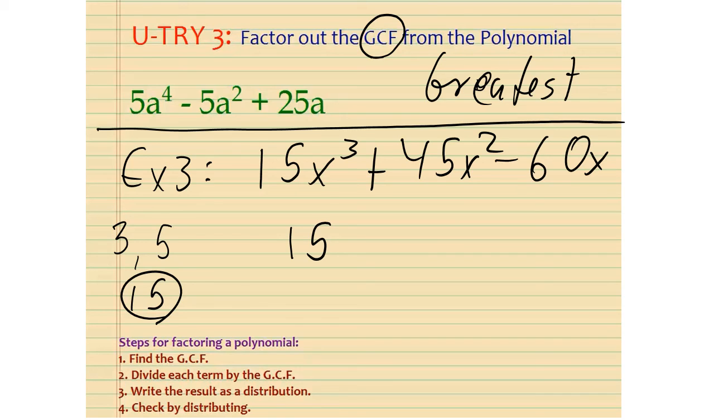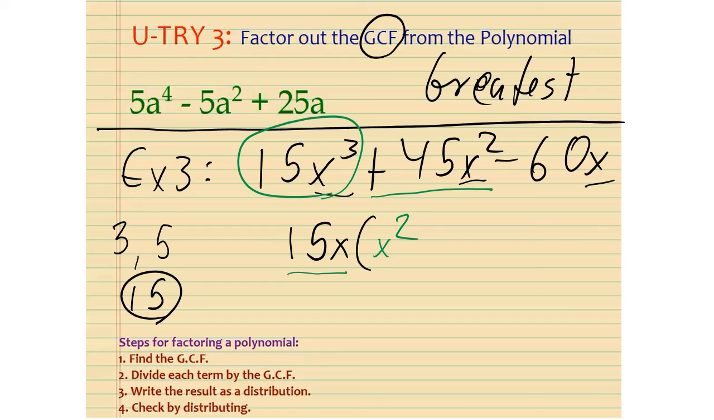And then I'm going to look and see, this one has 3 x's, this one has 2, this one has 1. How many x's can I take from each? I can take 1. So I'm going to factor out 15x. I write 15x and start my parentheses. I then divide each term by 15x. 15x cubed divided by 15x is x squared. 45x squared divided by 15x is positive 3x. And negative 60x divided by 15x is negative 4.